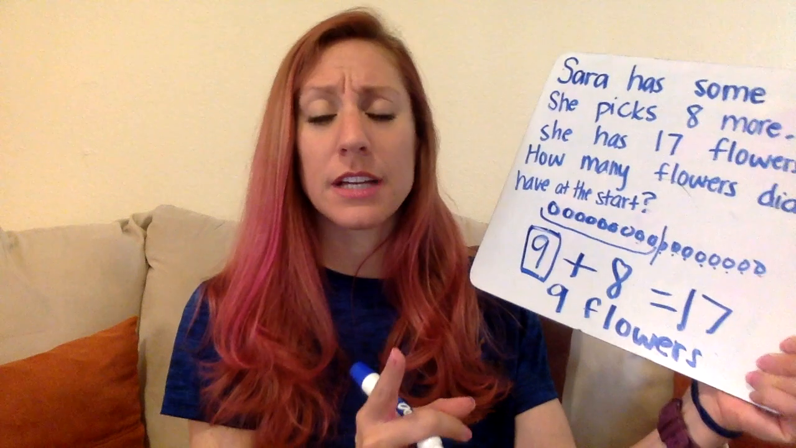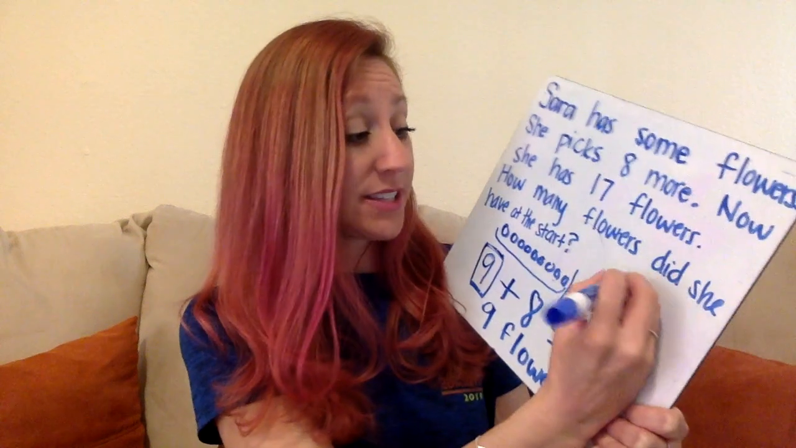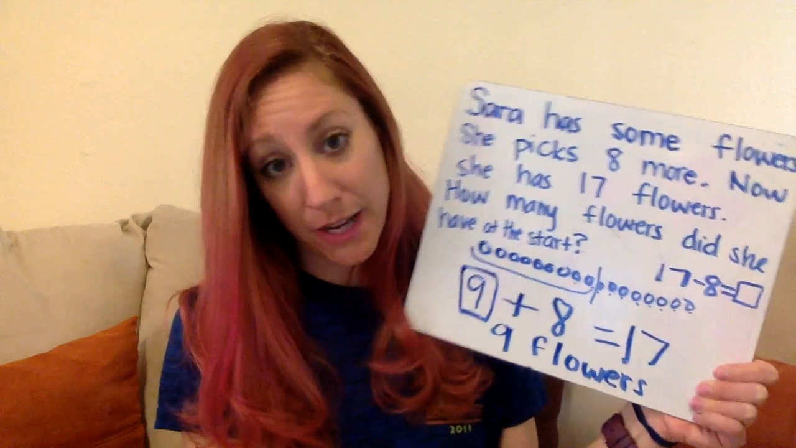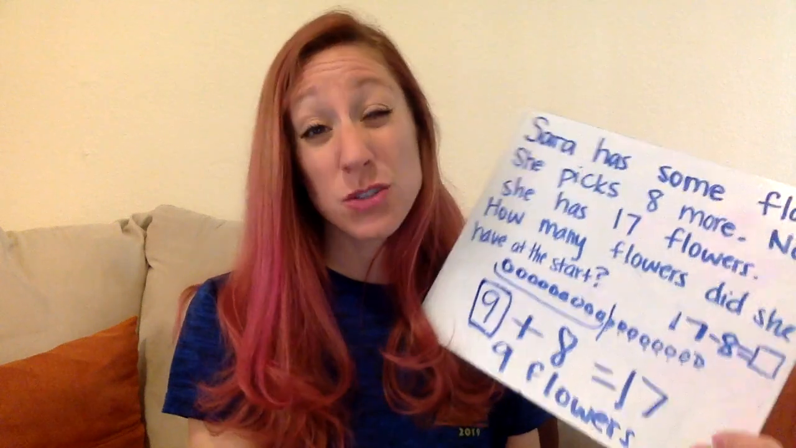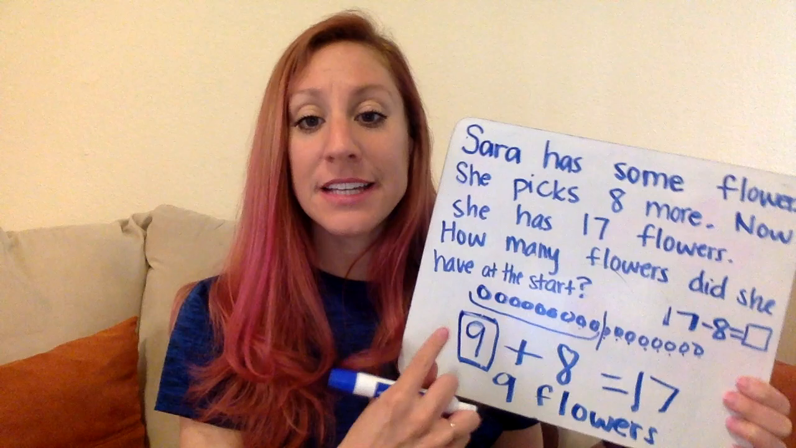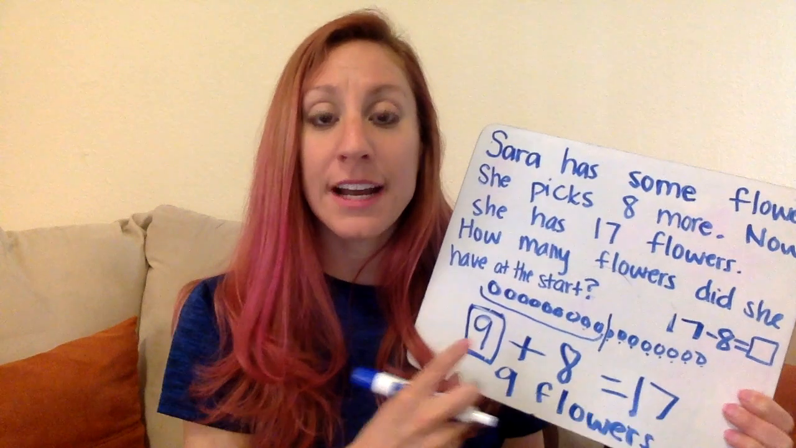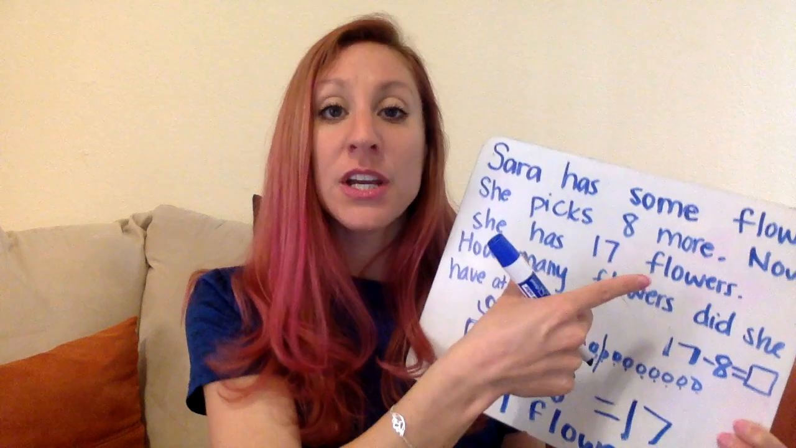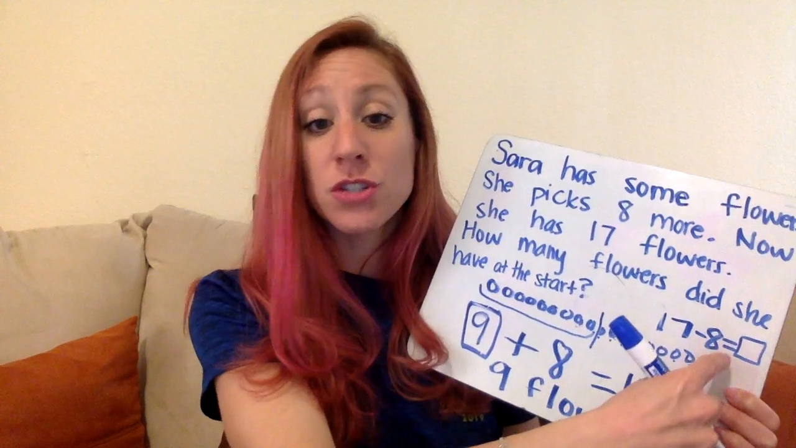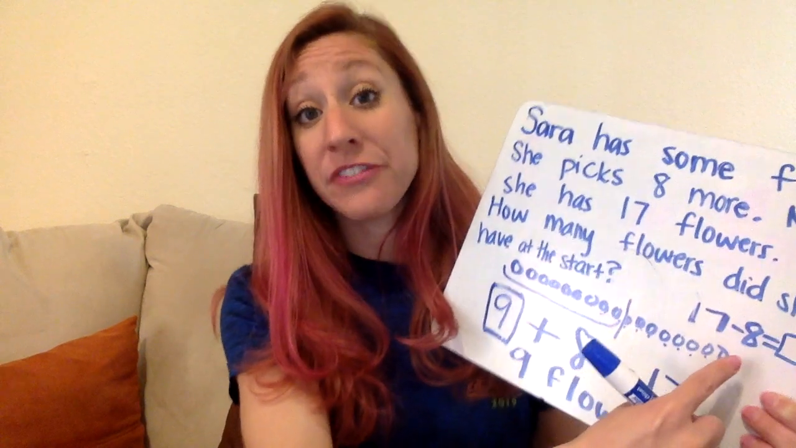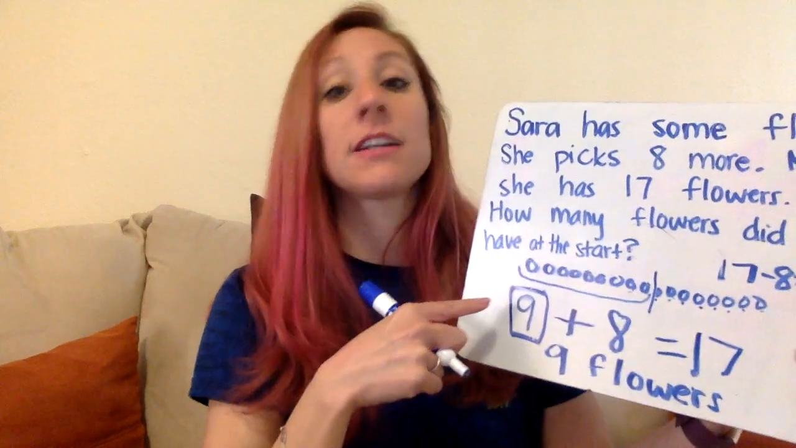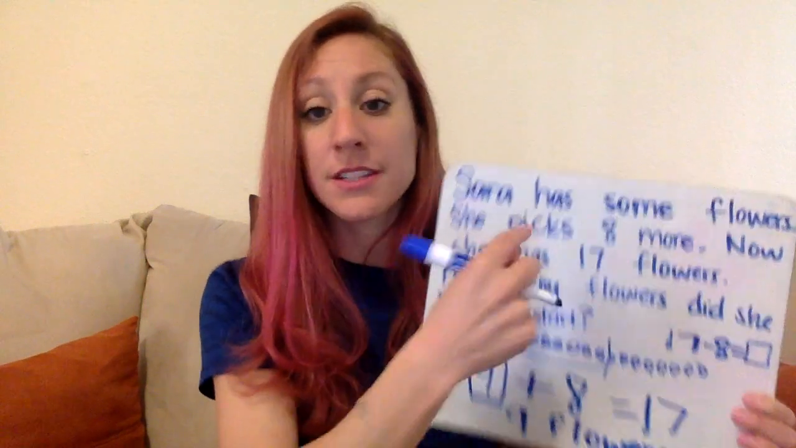Now, if you decided to put 17 minus 8 equals mystery box, that will get you to the answer. But to me, it's really important to write out your number sentence the way that it matches the word problem. So this could be a strategy you use, using a related fact to get you to the answer, but this is the correct way to write the number sentence for this problem. Okay?